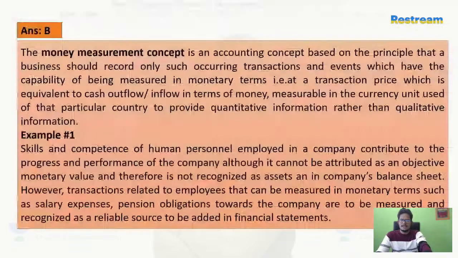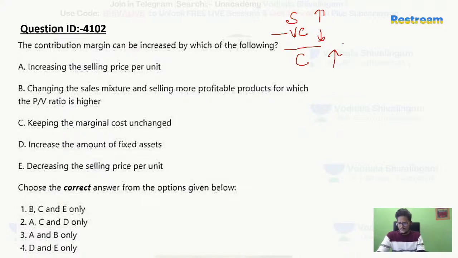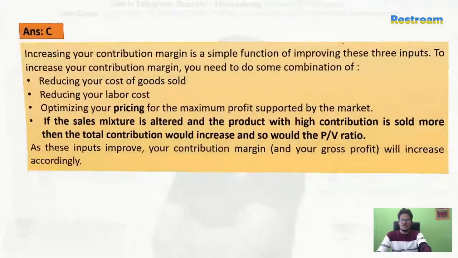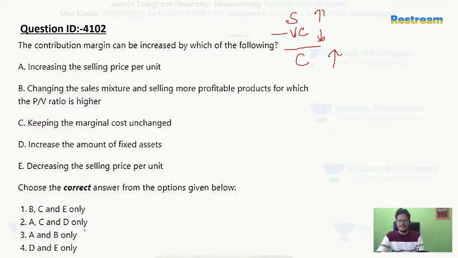Next, the contribution margin is increased by which of the following? Sales minus variable cost equals contribution. How can we increase this one? Either we need to increase the selling price or we need to reduce the variable cost. Either way, we can do that. So answer will be option C. That is A and B.